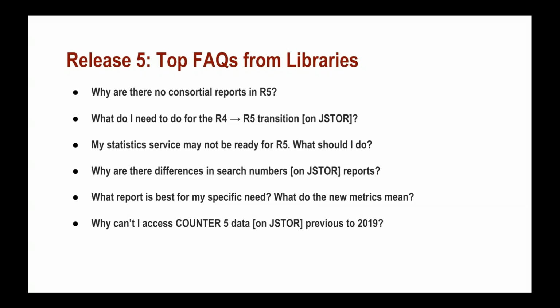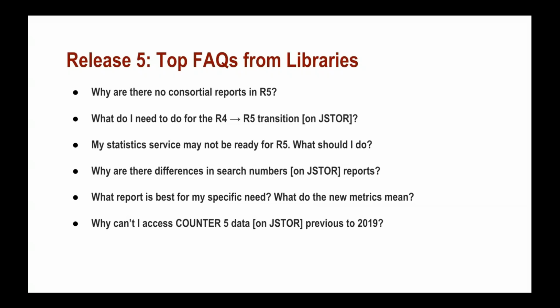Other questions about search numbers, which again will vary from platform to platform. On JSTOR, there's a pretty straightforward answer for that. It's not that it's always been super drastic. It's more just that people are looking, and that's what the evaluation overlap period is for, right? C4 and C5 are there so people can look at reports and get a feel for what the numbers look like. And by all accounts, they should be very, very similar. And then there are general transition questions about what report's best for my specific need and what the metrics mean, and that's where the documentation comes into play.